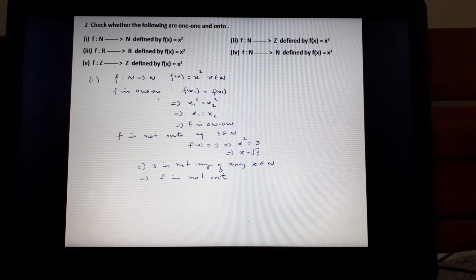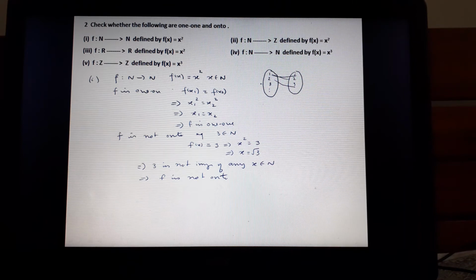Whenever this type of logical argument is difficult, what you can do is first draw the diagram like this, then you decide 1, 2, 3, etc. Here 1, 2, 3, 4, then 1 is going to 1, 2 is going to 4, so 3 is left out like that. So that's also okay. Then similarly here, second, N to Z, once again it is definitely 1-1, same procedure. It's not onto because it contains negative elements. So same, therefore I can leave this question, you can do it yourself.